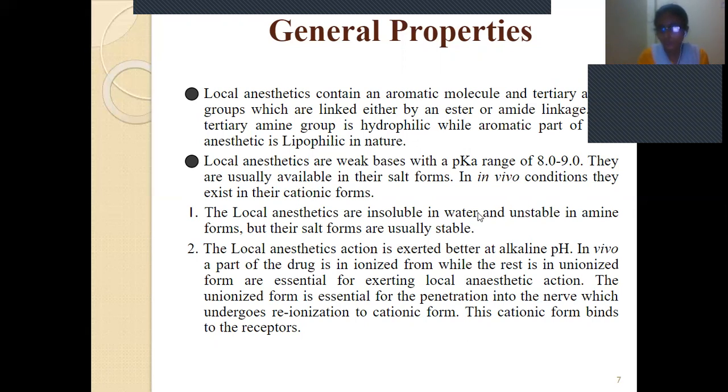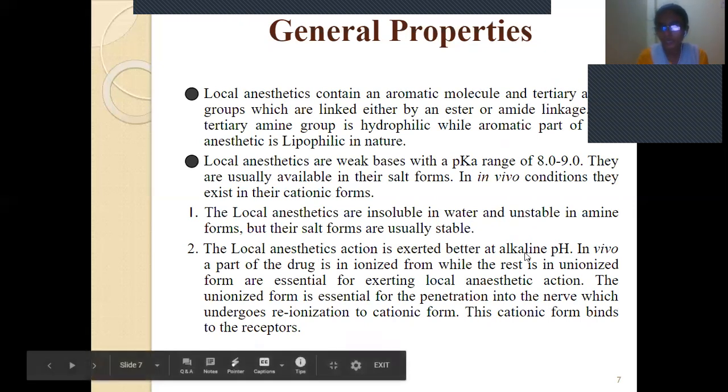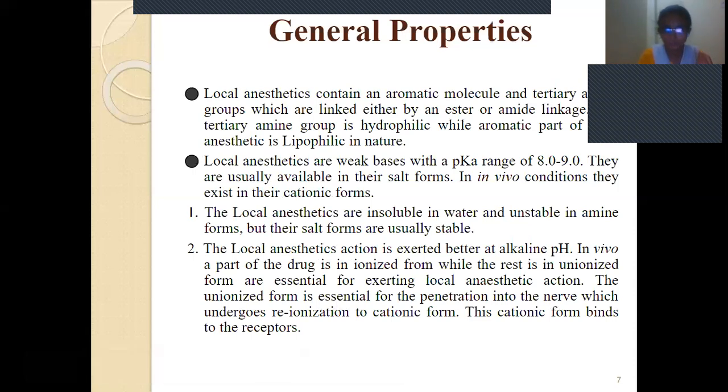These are insoluble in water and unstable in amine form, but their salt forms are usually stable. When the drugs are available without the salt form, they cannot dissolve in water, but when they are available in the salt form, they are stable. Local anesthetic action is exerted better at alkaline pH, so in alkaline pH they can perform very well.